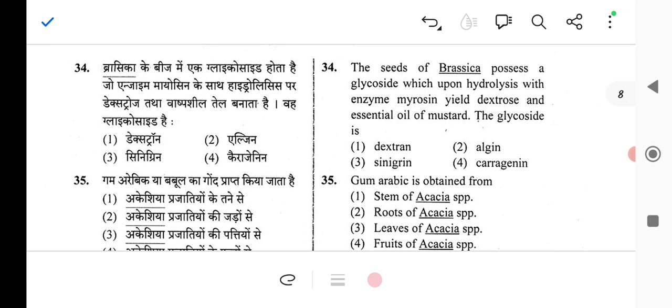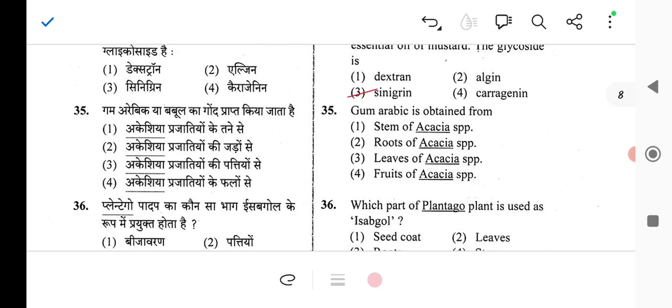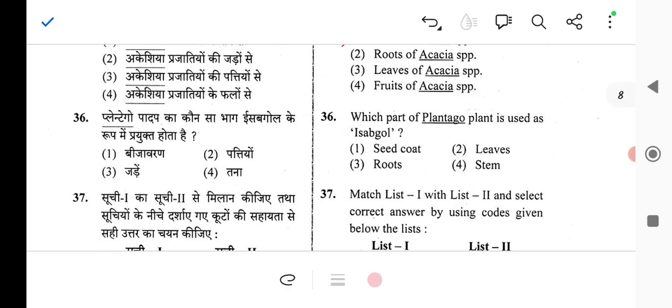Next is the seeds of brassica possess a glycoside which upon hydrolysis with enzyme myrosin yield dextrose and essential oil of mustard. So what is the name of this glycoside? It is sinigrin. Next is gum arabic. Gum arabic is obtained from stem of acacia. Next is which part of plantago plant is used as isabgol? So seed coat is used as isabgol.